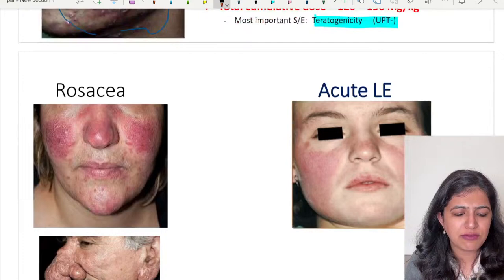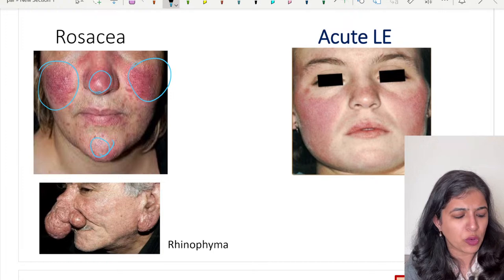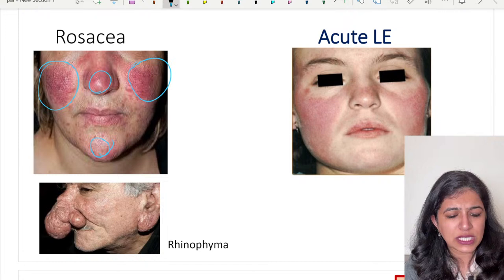Next disorder that we have is rosacea. This is also a disorder of the sebaceous gland. It presents as redness, papules, pustules involving the convexities of the face. Patient has a hot burning sensation on going out in sun, on eating hot spicy food. So this is rosacea. When you get such an image, the answer is rosacea.